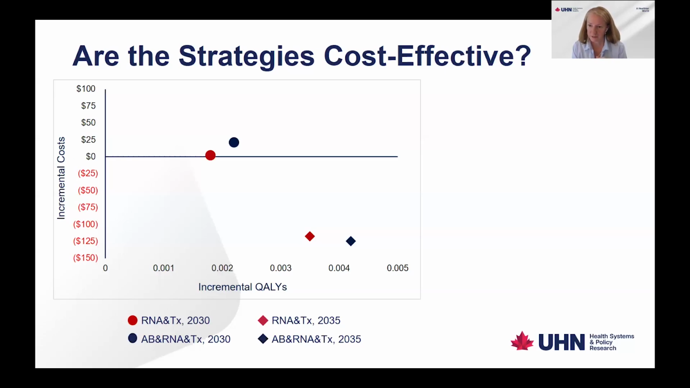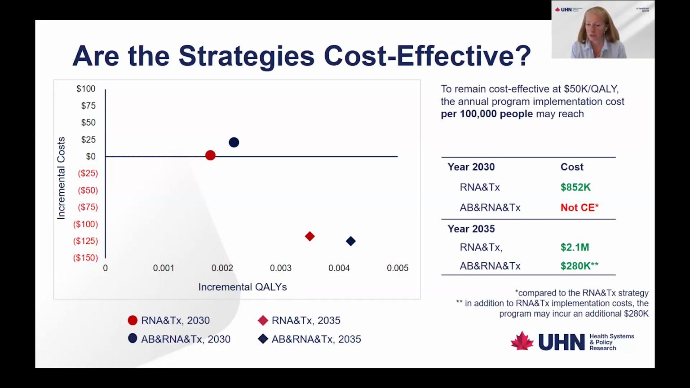And so in terms of cost effectiveness, as Yeva mentioned already, we are looking at how much we could spend in a program for these types of interventions to still be cost effective. Here we are looking at 2030 and 2035. If we look at the 2030 time horizon, our program could be considered cost effective at that $50,000 per quality adjusted life year threshold. So that's what we would consider a good value for money.